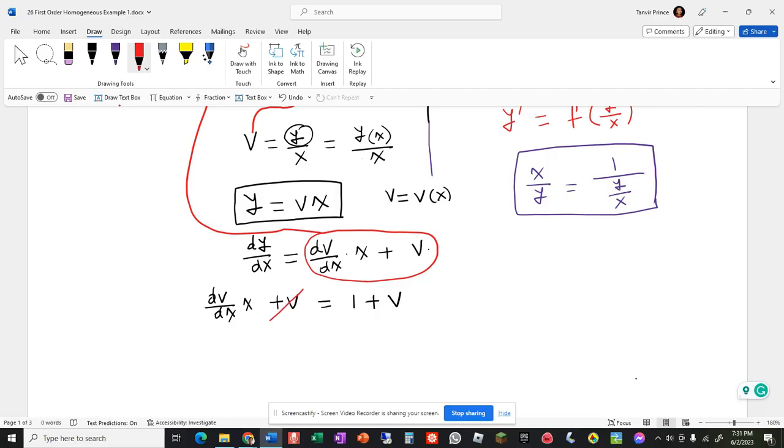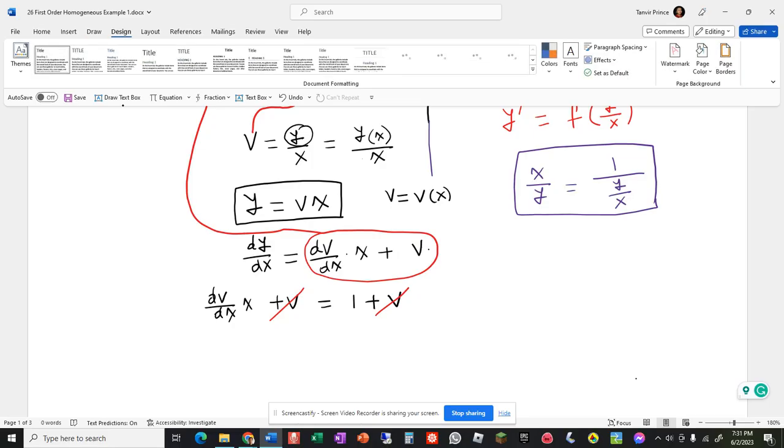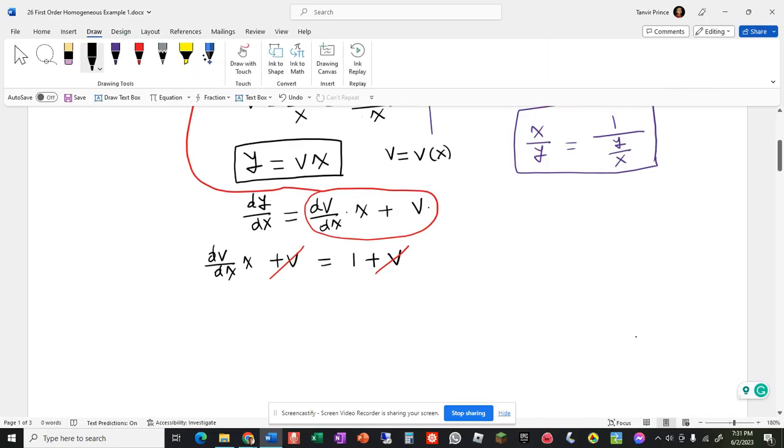You can cancel out the v from both sides, and I end up with a very, very simple differential equation. This is in fact going to be a separable differential equation. We already learned how to solve separable differential equations. Here v plays the role of y. So v is the unknown function.